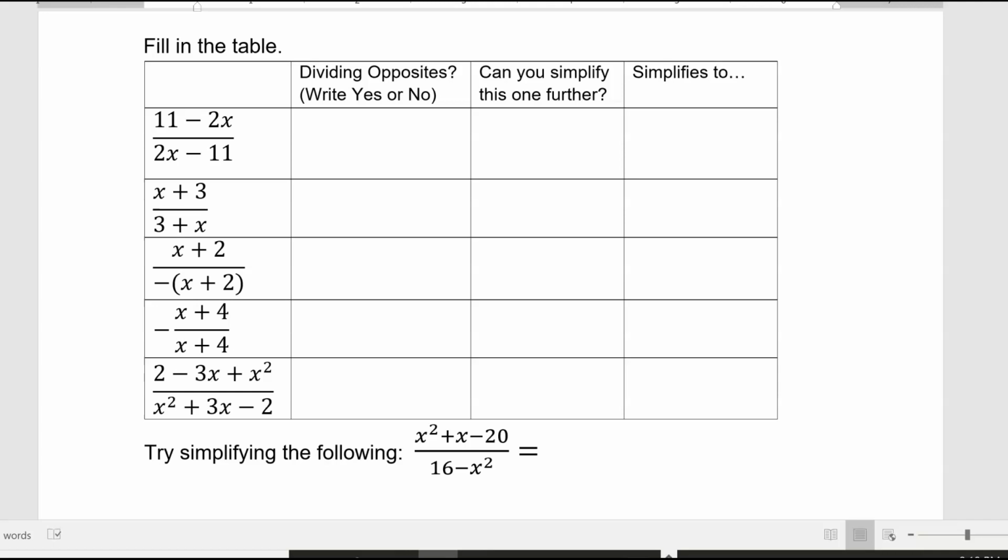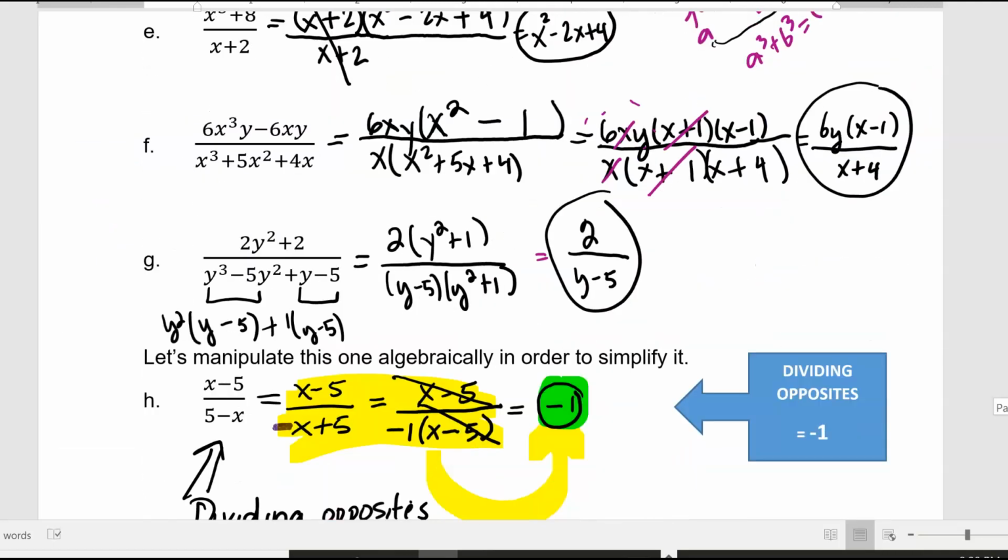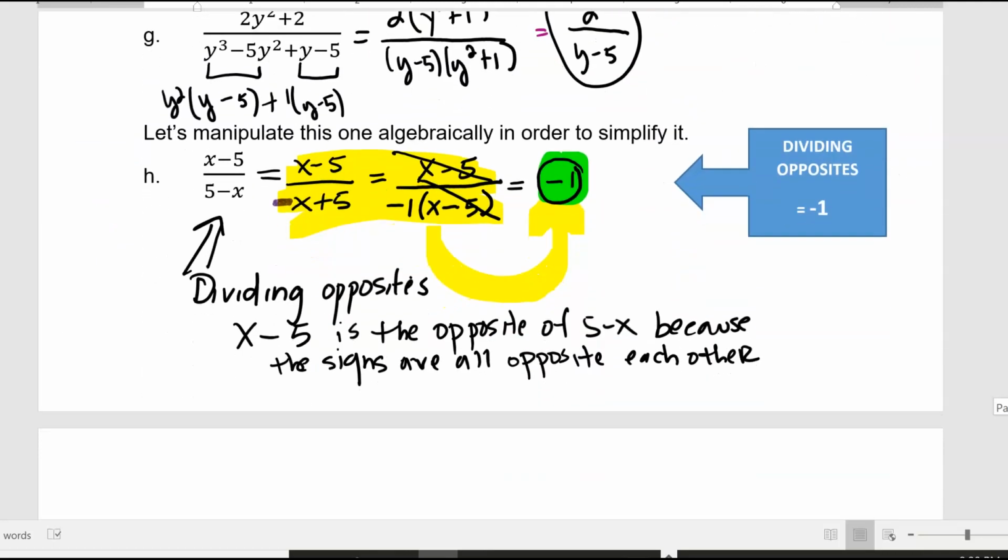So let's get started. For the first one, are we dividing opposites here? If you say yes, then you are right. And therefore, can you simplify? Yes, because it simplifies to negative 1. Again, when you're dividing opposites, it will always equal negative 1. And I just proved that to you in this situation. So it'll be the same situation as H.